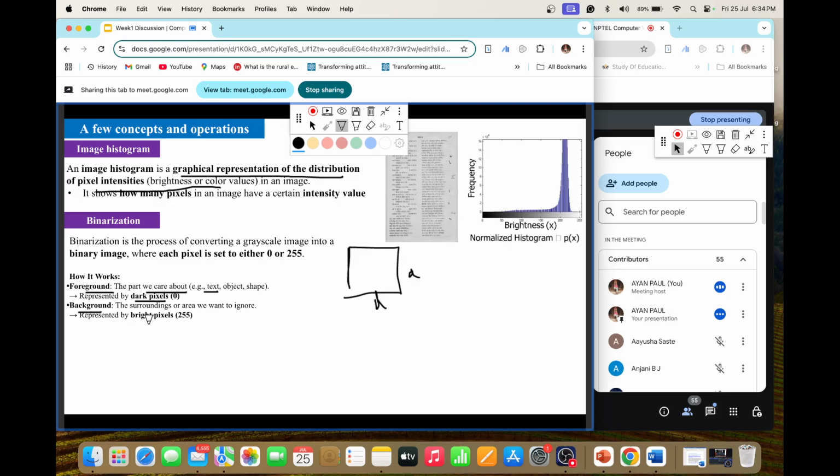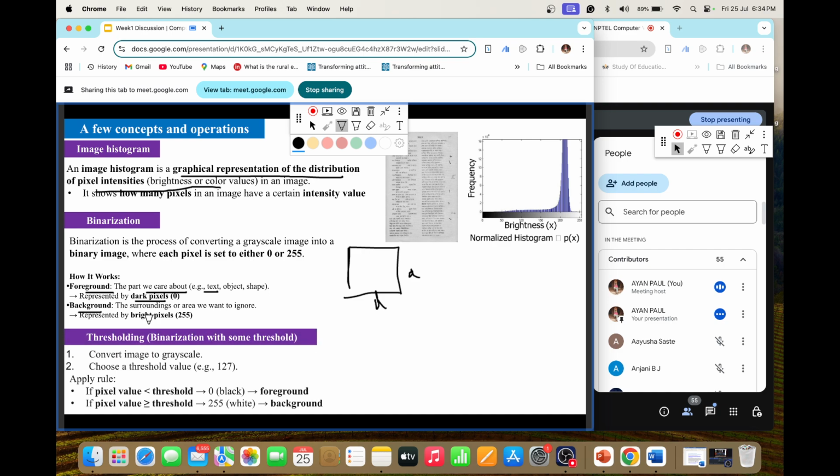So that is how we convert a grayscale image to a binary image. This process is known as binarization. Now, the binarization is done with some threshold.